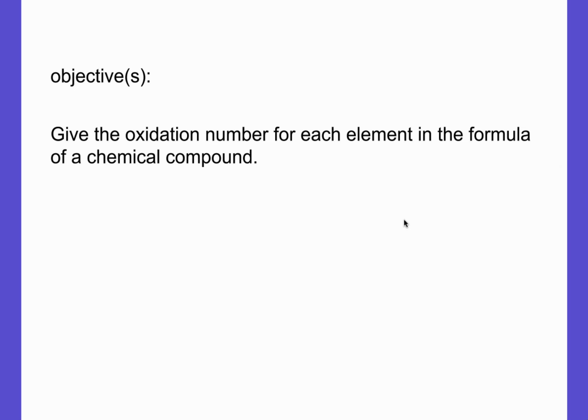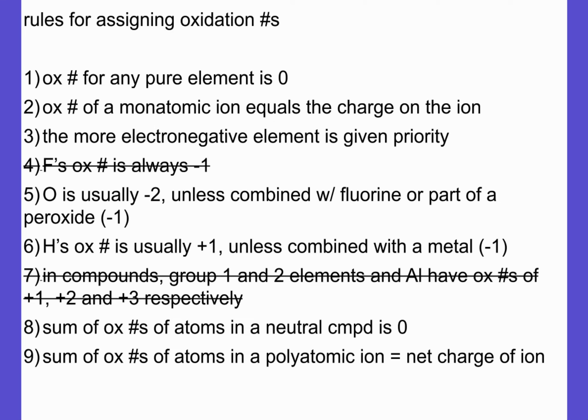Right, so this video is to help finish up our oxidation number rules. This is for section 2 of chapter 7 for chemistry, but can be used for any class doing oxidation numbers. So your objective is to give the oxidation number for each element in the formula of a chemical compound. So your rules, right?